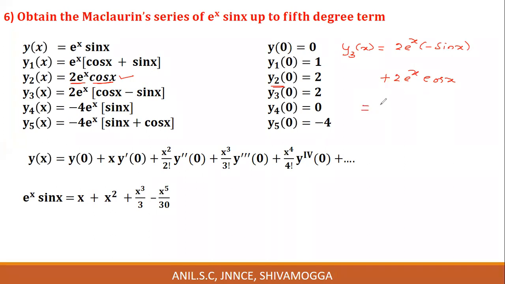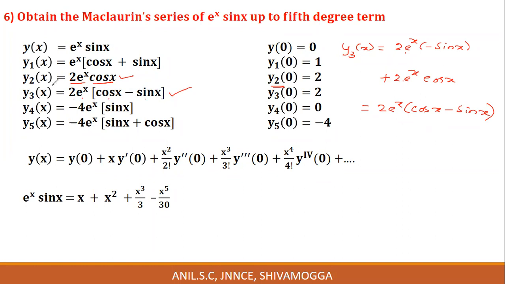This is equal to, here 2 into e power x is common in both the terms, keep it outside. 2 into e power x. What we get within the brackets is cos x minus sin x. That's what I have done here. 2 into e power x into cos x minus sin x.